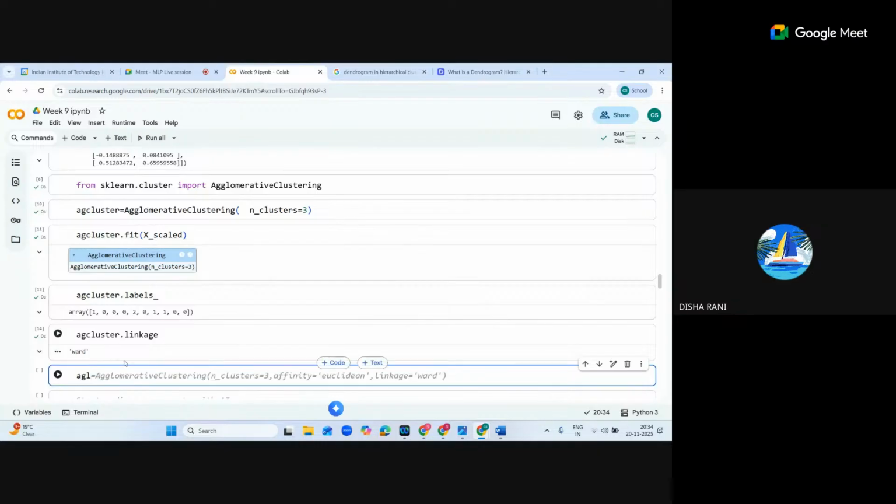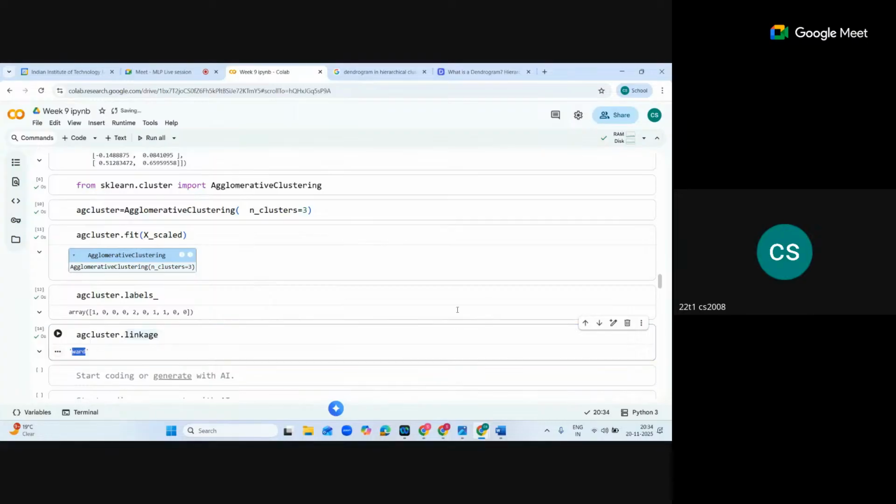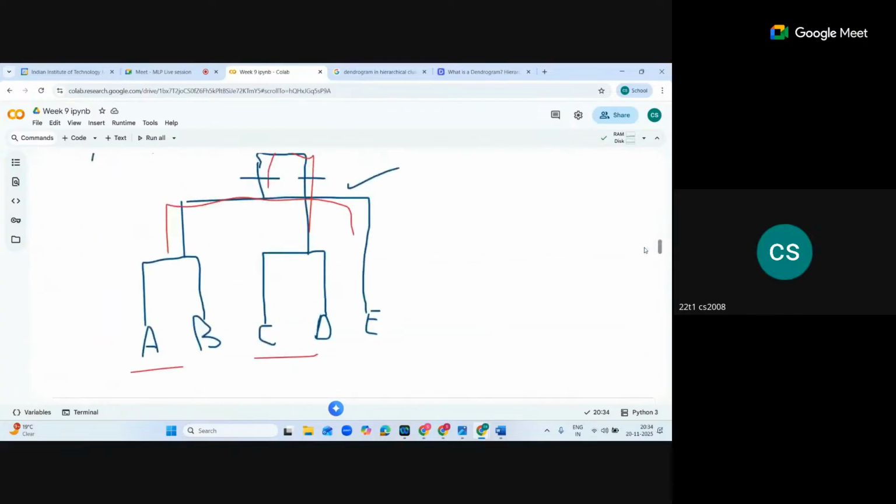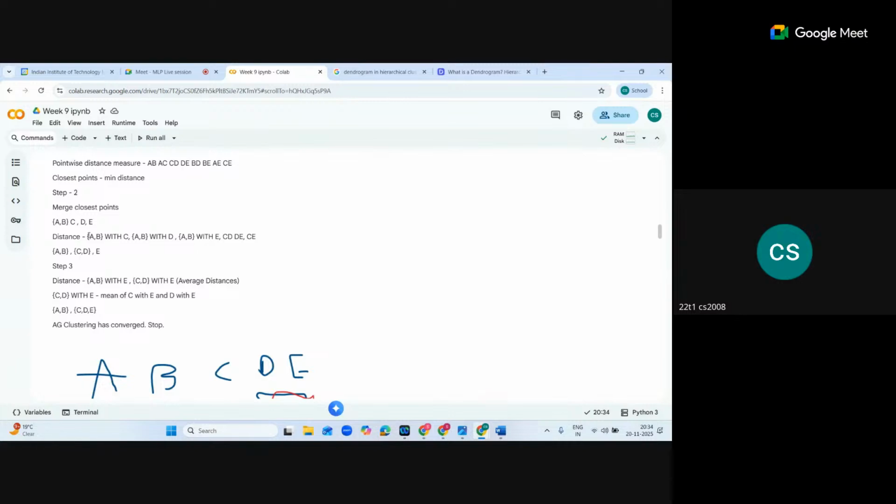Sir, could you please explain linkage again? Linkage is just the distance computation method. So ward is the default. That is what we will always use. It simply means that when you compare the distance of a merged cluster, which is AB, with a point C, it is the average of distance of A to C and B to C, which we just discussed few minutes back, right?